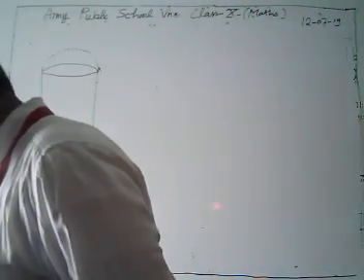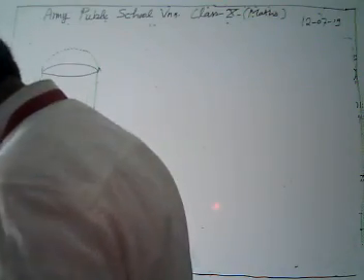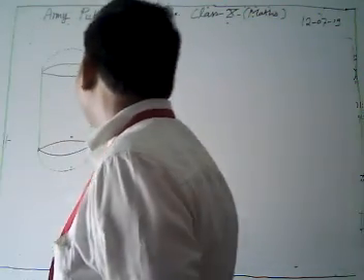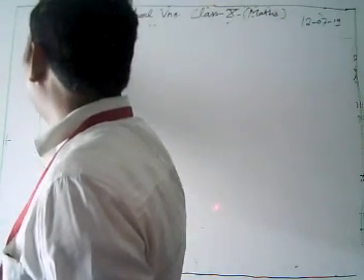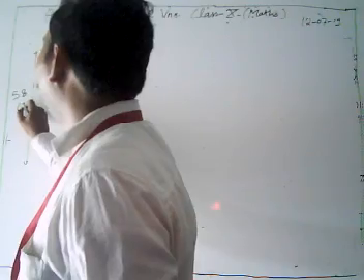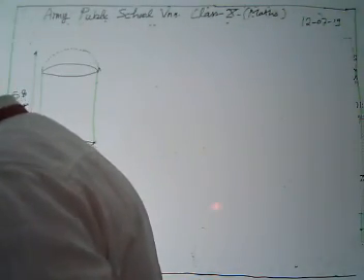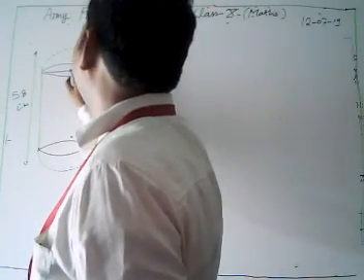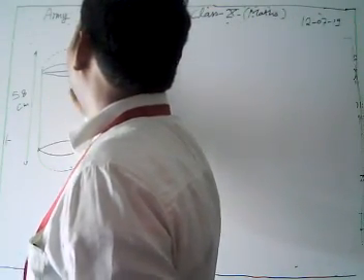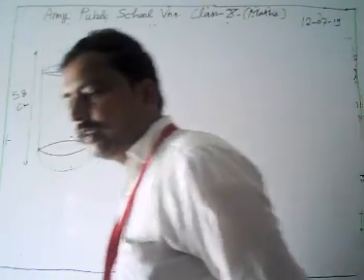Now, a solid in the form of a right circular cylinder with hemispherical ends. The total height of the solid is 58 cm, and the diameter of the cylinder is 28 cm. Then its radius is what? R is 14 cm.